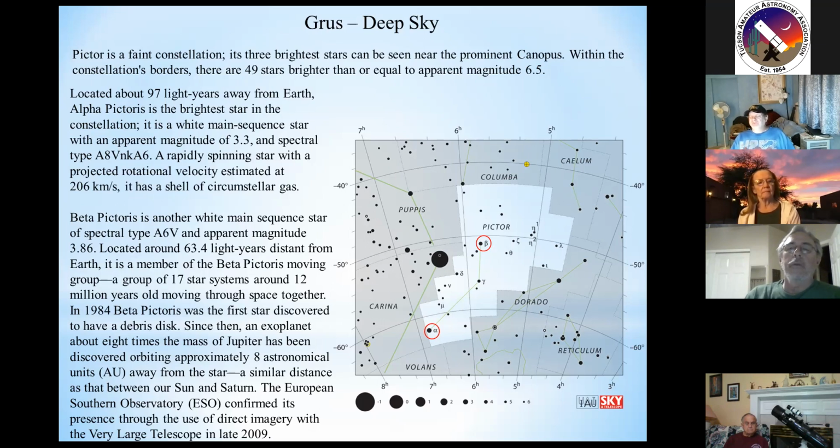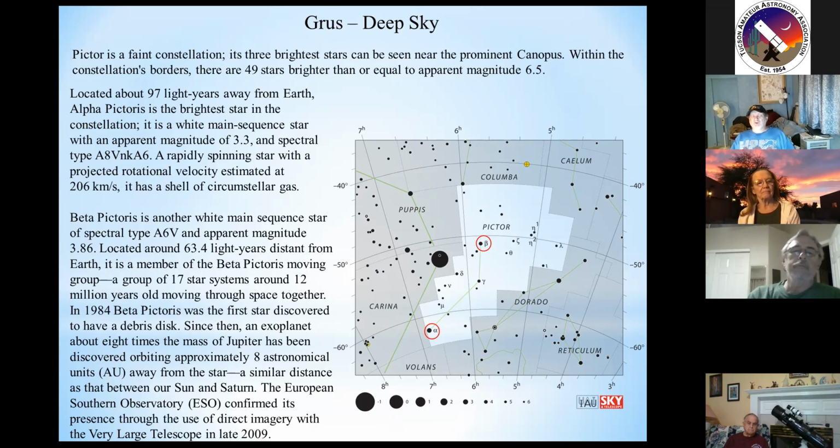Beta Pictor, which is the other circled star there, is also spectral type A6. So I guess that's a white star, right? White main sequence, yeah. It has an apparent magnitude of 3.86, so we're not talking about bright stars here. It's located 63 light years away.